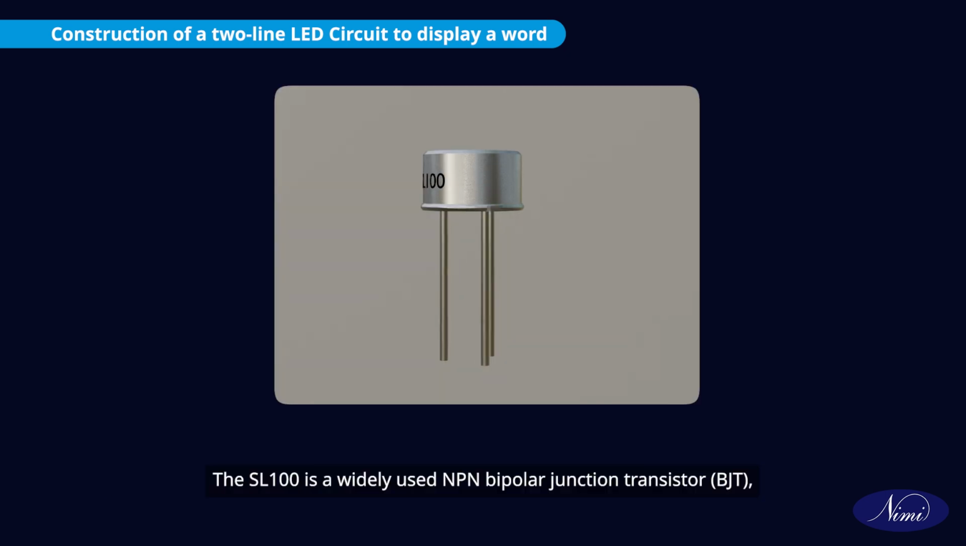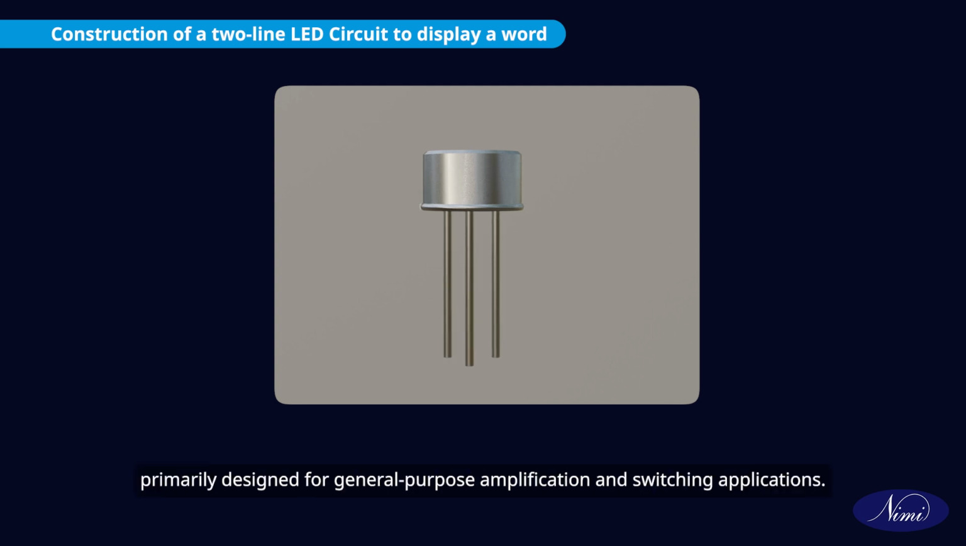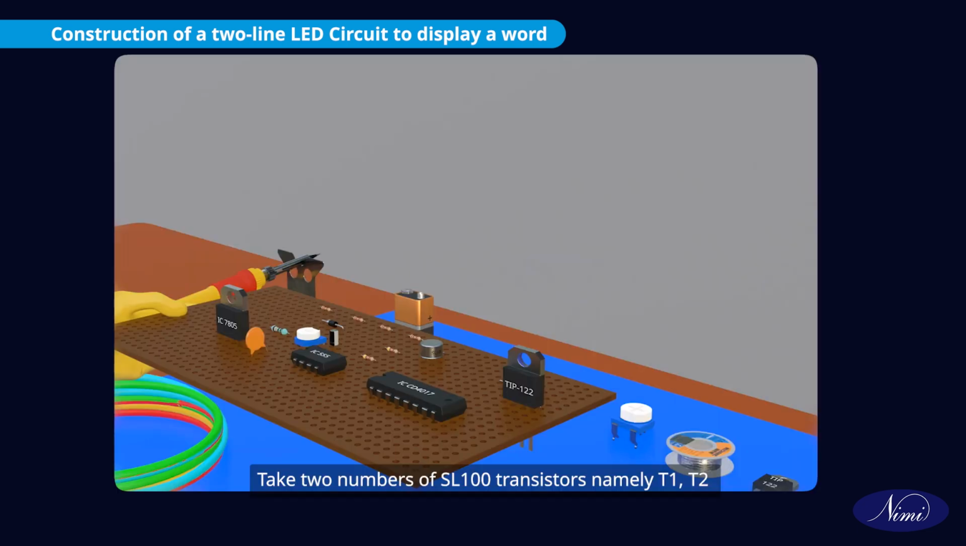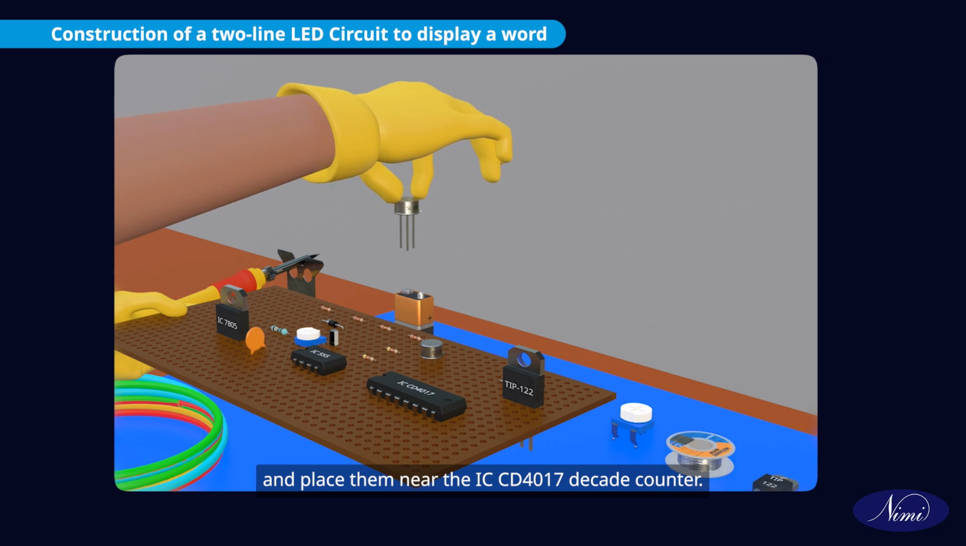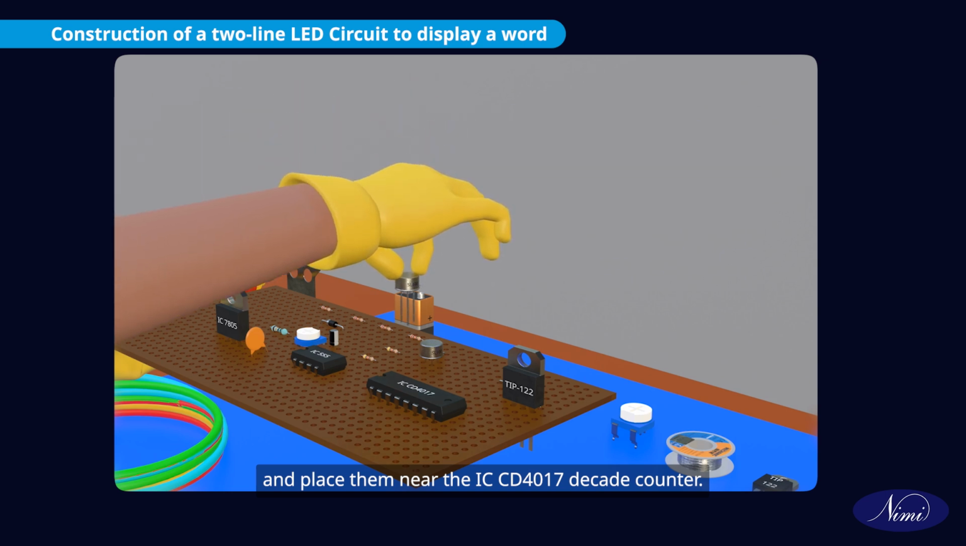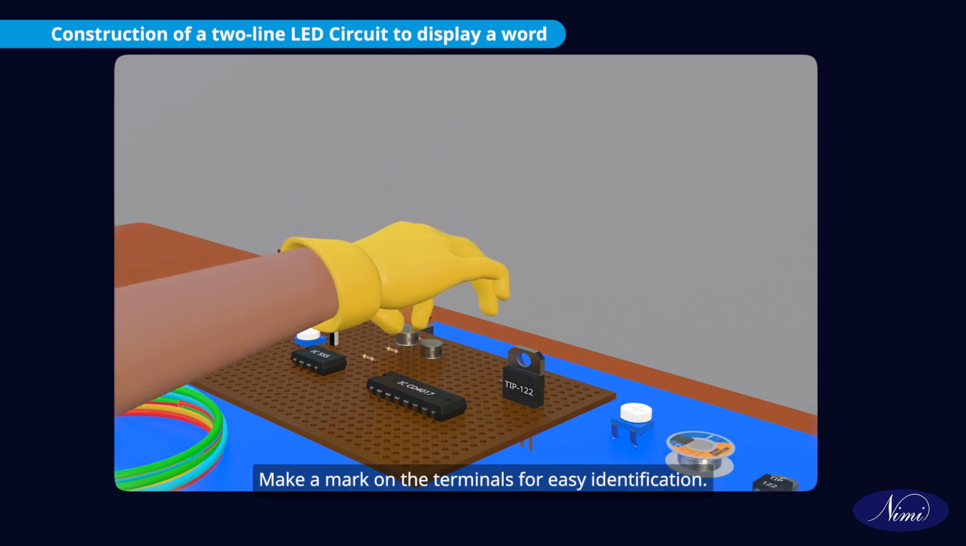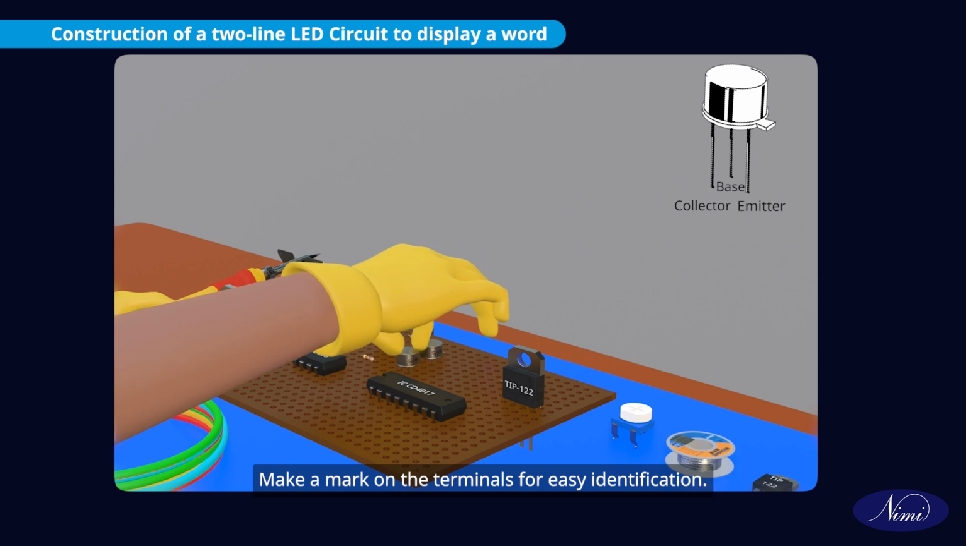The SL100 is a widely used NPN bipolar junction transistor, BJT, primarily designed for general purpose amplification and switching applications. Take two SL100 transistors, namely T1, T2 and place them near the IC CD4017 decade counter. Make a mark on the terminals for easy identification.